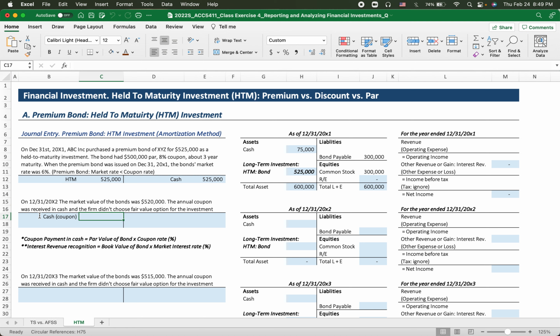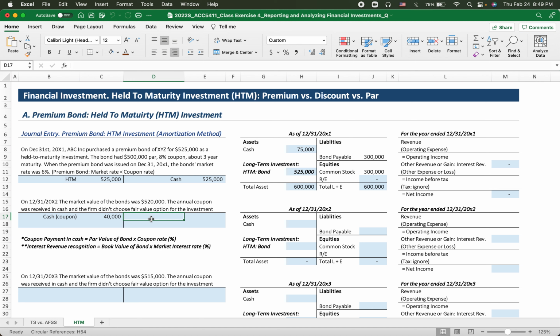How to calculate it? As we discussed during the class, par value, always par value, which is the fixed amount, the amount that will be returned at maturity. Not 525,000, but $500,000. This is the par value of the bond times what is the coupon rate? Don't put 6%, the market rate. The market rate is to calculate the interest revenue, the dollar amount. But here, when we calculate the coupon, we use 8%, right?